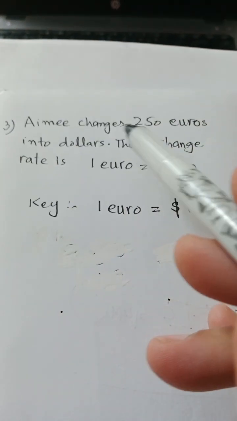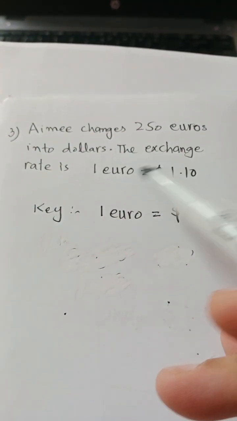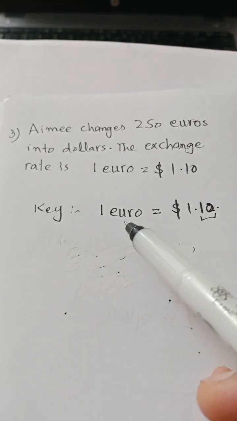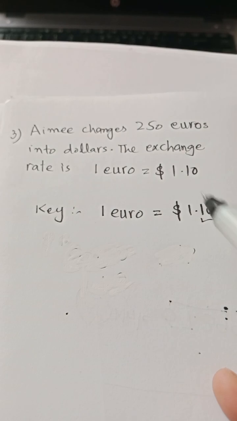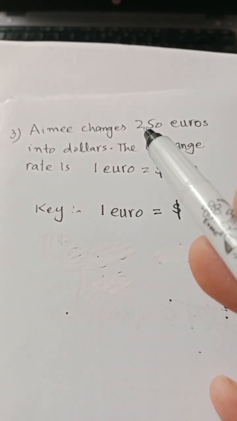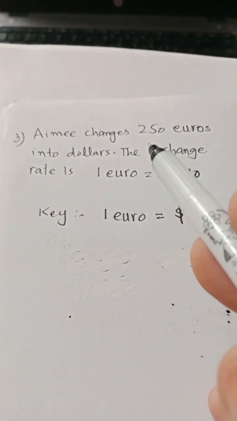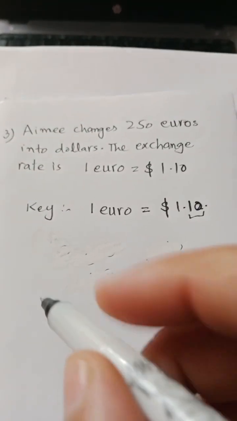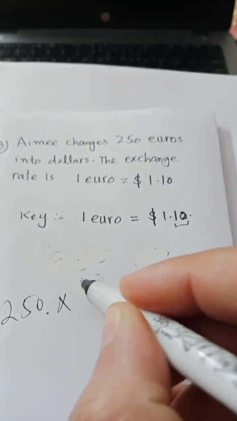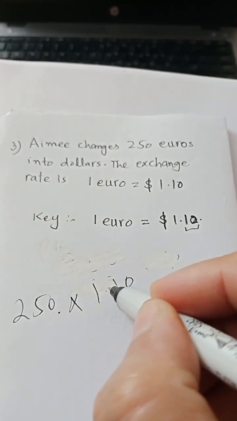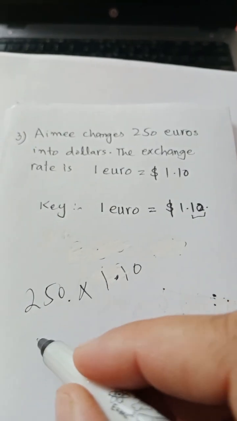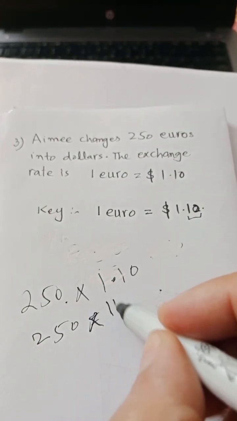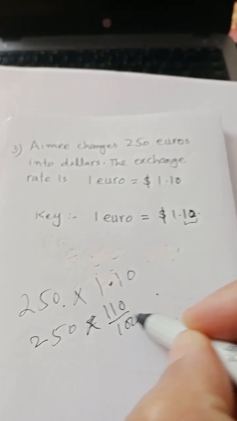In question number 3, Amy wants to convert 250 euros into dollars. The exchange rate is 1 euro is equal to $1.10. So the key is here, 1 euro is equal to $1.10. To get the value of 250 euros in dollars, we will multiply 250 euros with the rate. The rate is $1.10. So I will multiply 250 with $1.10. First of all, I will convert 1.10 into fraction form. It will be 110 by 100.